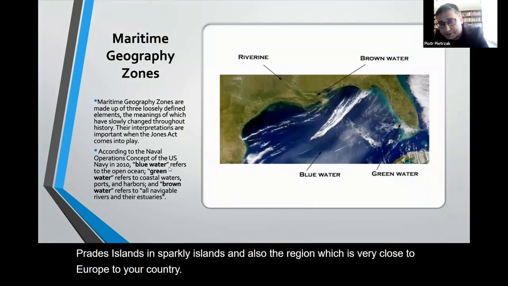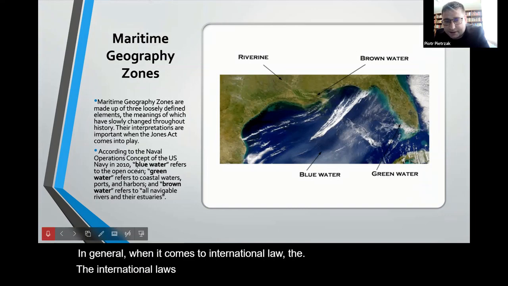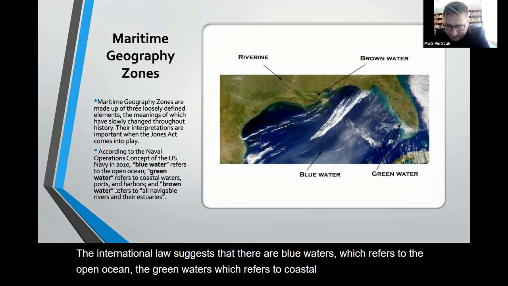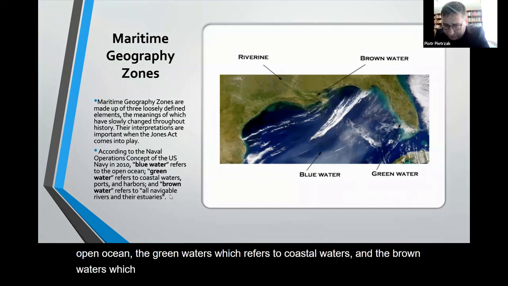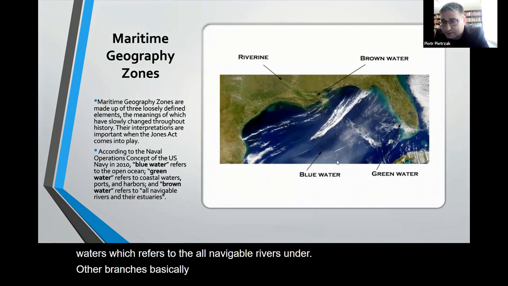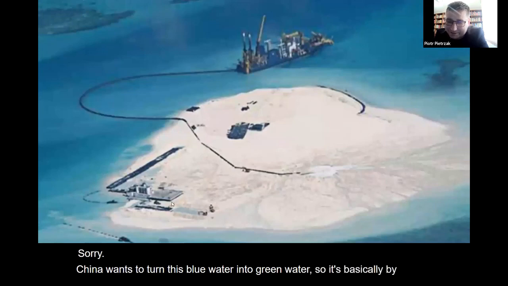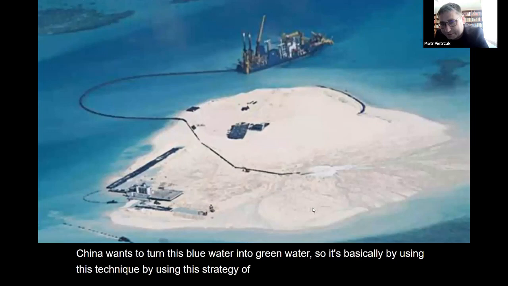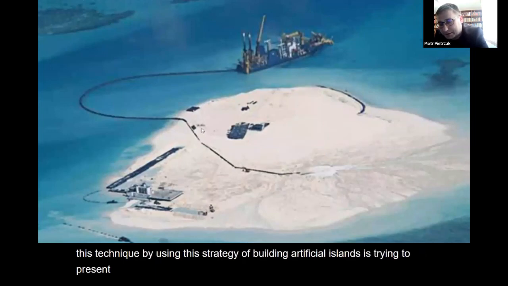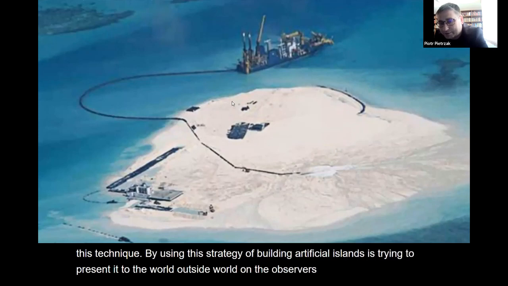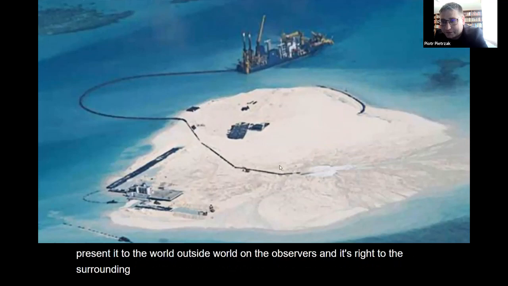In general, international law suggests that there are blue waters, which refers to the open ocean, green waters, which refers to coastal waters, and brown waters, which refers to all navigable rivers and their other branches. So when it comes to the South China Sea, China wants to turn this blue water into green water. By using this strategy of building artificial islands, it is trying to present to the outside world and the observers its right to the surrounding economic area of the surrounding islands.